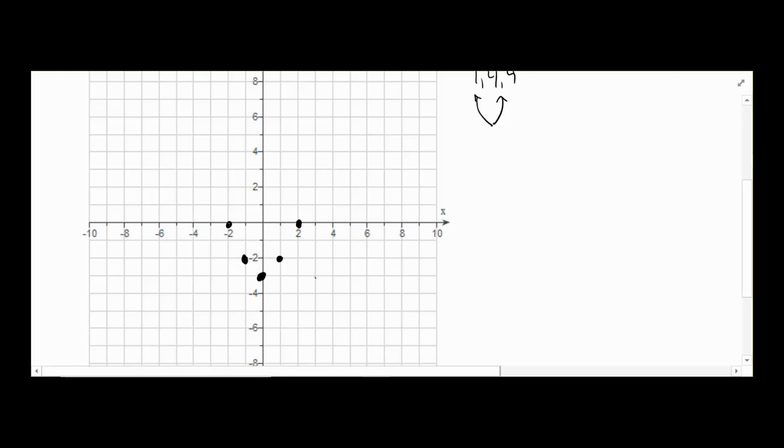Now, if I take even another step over, at this step over, I need to go up by 9. So 1, 2, 3, 4, 5. Oops, I actually miscounted on that last one. Sorry. I make mistakes too. I only counted 3, and I'm supposed to count 4. That's why we have erasers.